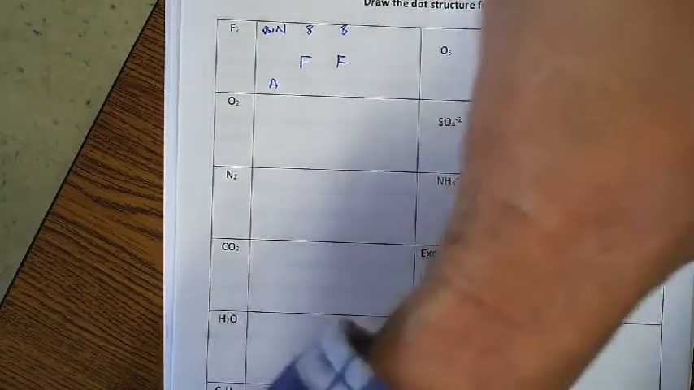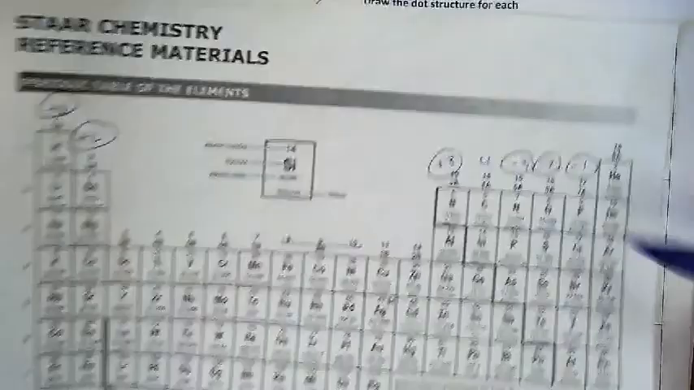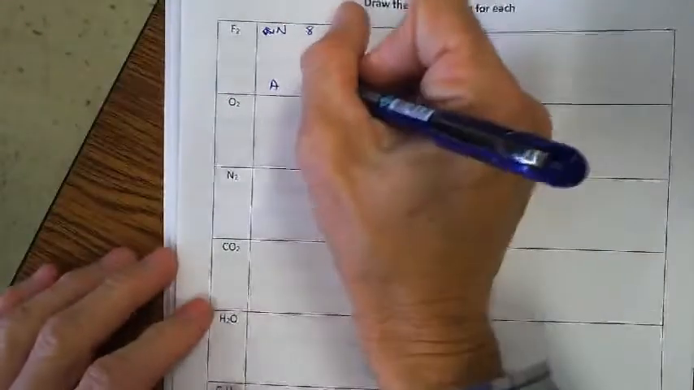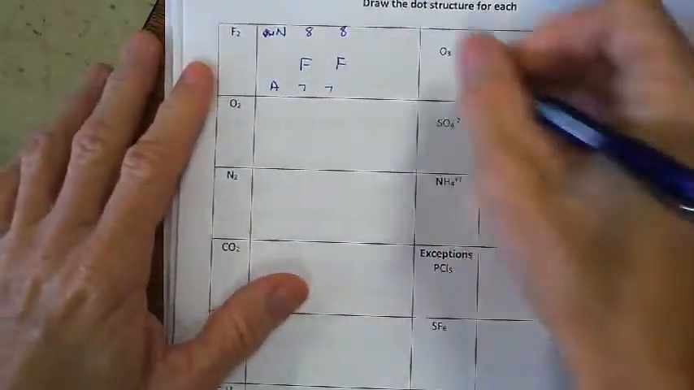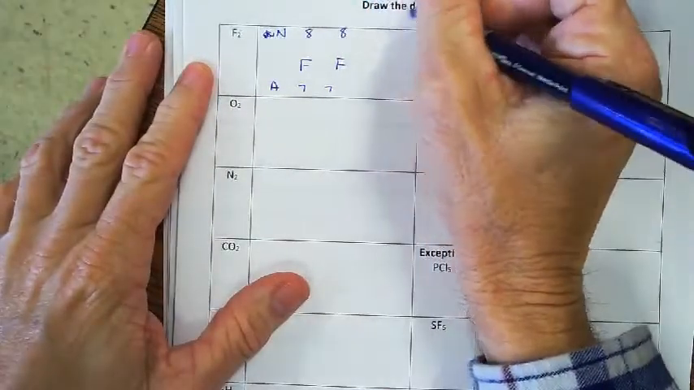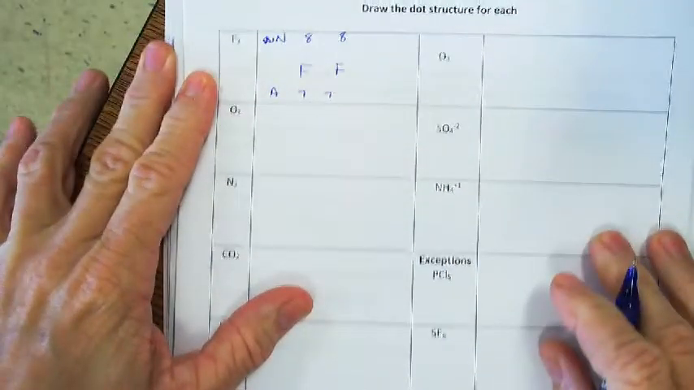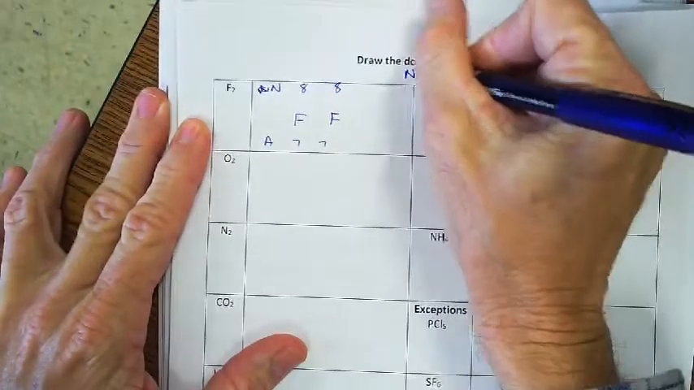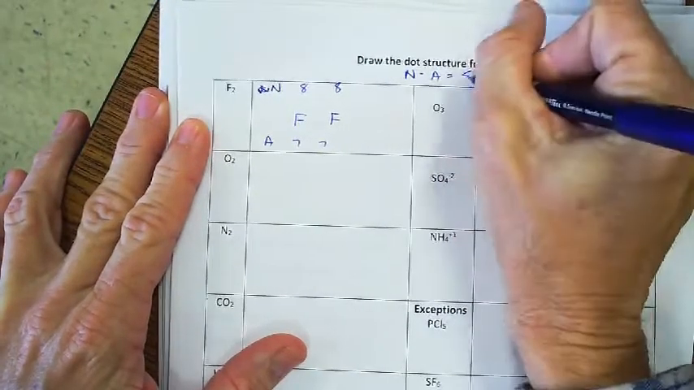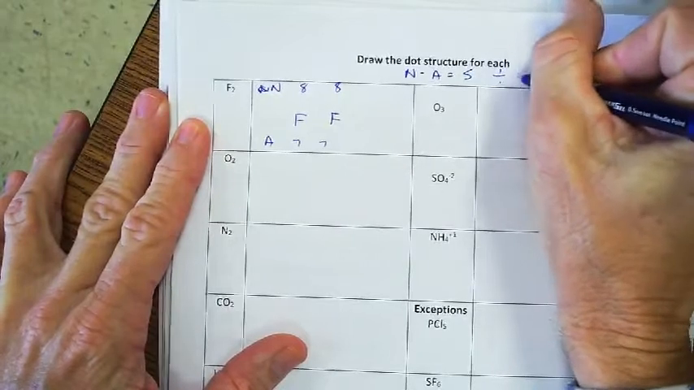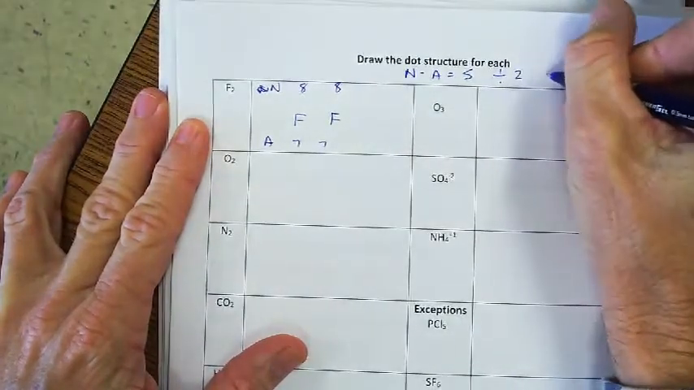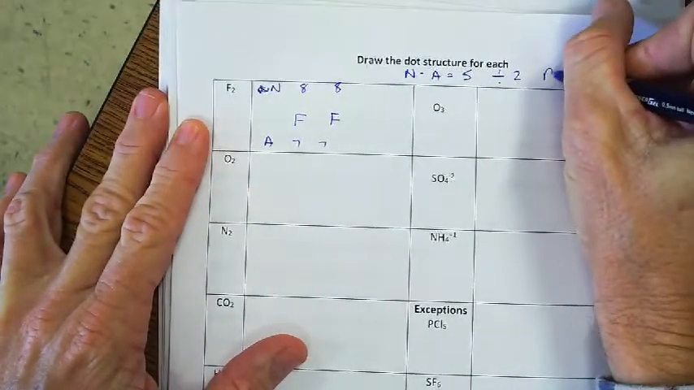Available: fluorine again is in column 7. It's got 7 valence electrons. There it is. So each one has 7 available. Remember, the equation is every time needed minus available equals shared electrons, and then divide that by 2, and that will get you the number of bonds.